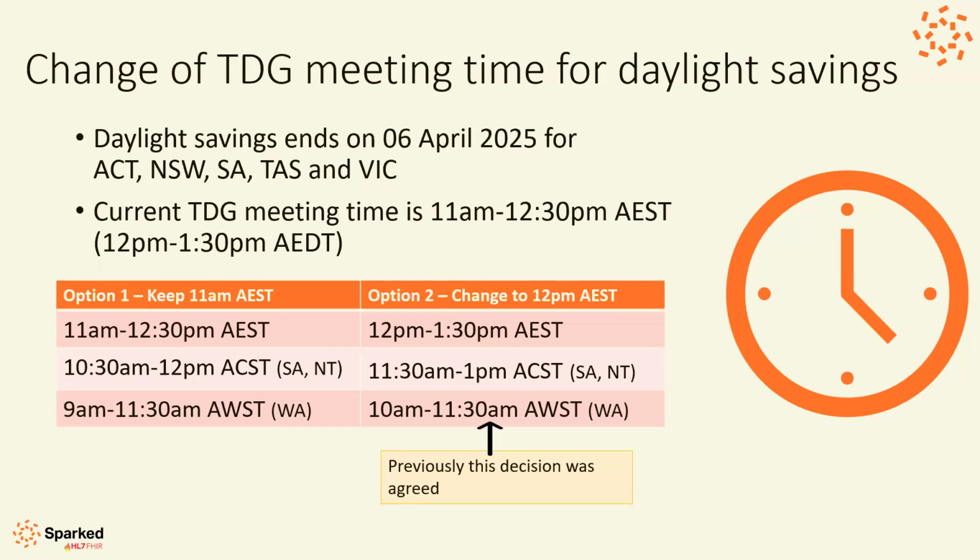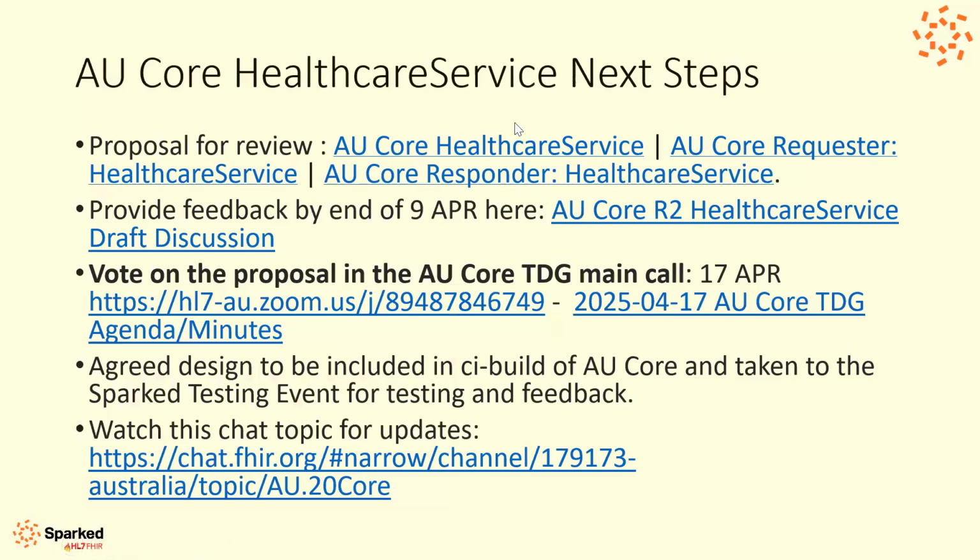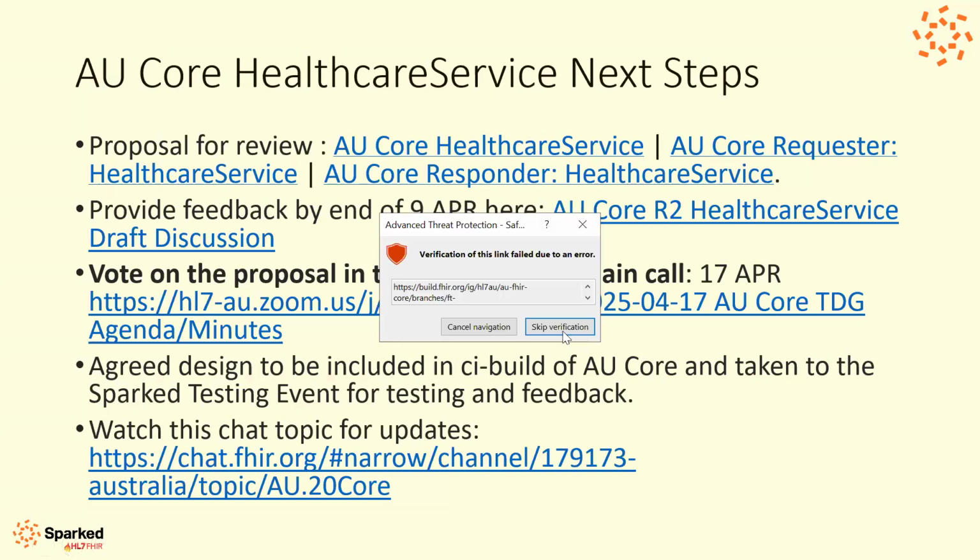All right. Couple more bits of business. So the healthcare service proposal. This is what we're actually going to be voting on in the next call. This has been put out. It was advertised via email. There's a proposal for review. And so there's a profile. If you click on this, there's a branch that is being made available. I'm just clicking on it. Yes, go.